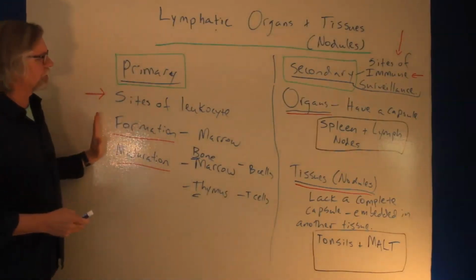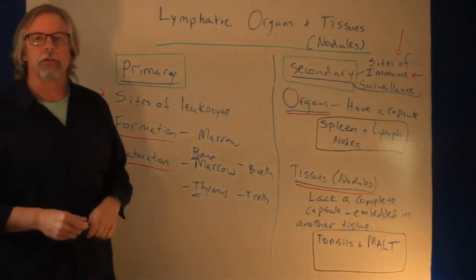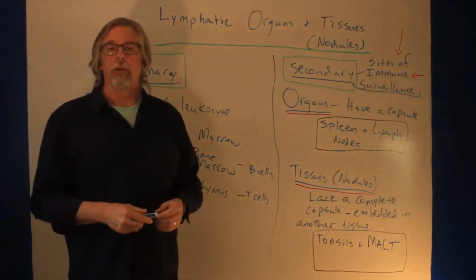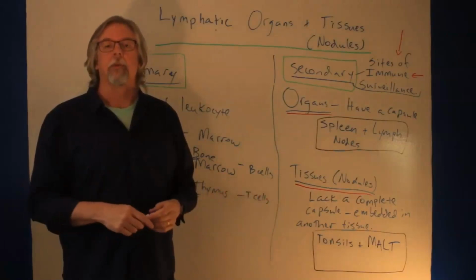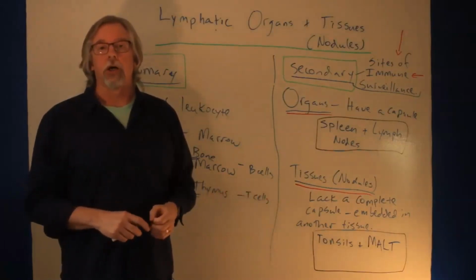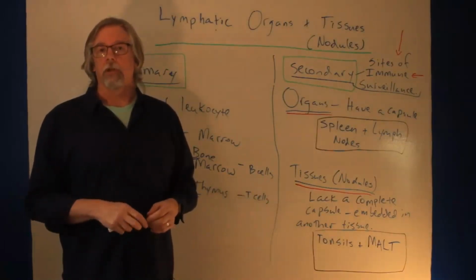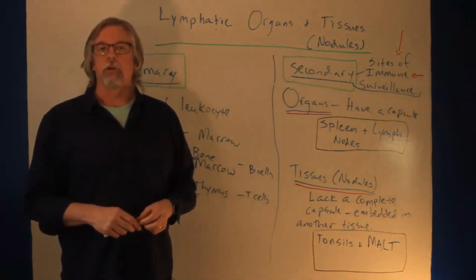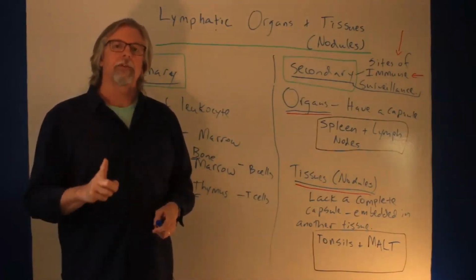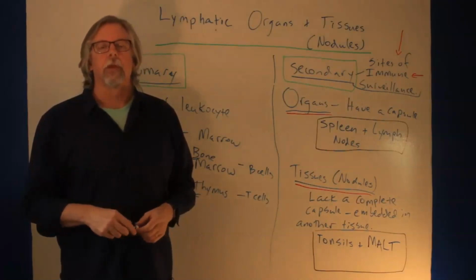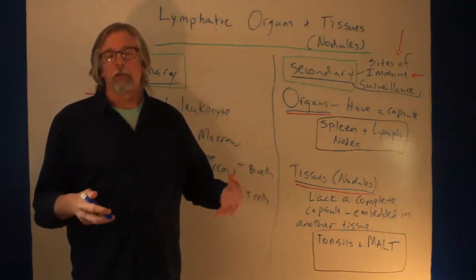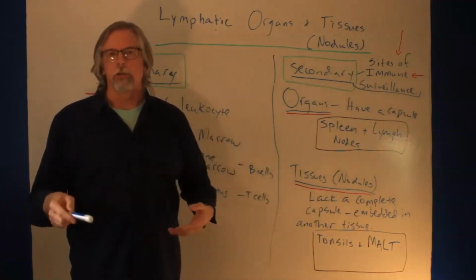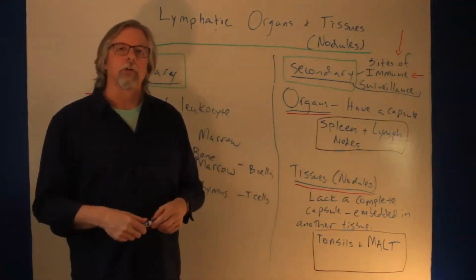Now, these cells, many of them have to undergo a process called maturation before they can be functional and they can work in body defense. And this is especially true of a type of cell called the lymphocytes, of which there are two main types, T lymphocytes and the B lymphocytes. So they are formed in the bone marrow. However, they have to undergo this maturation process to become fully functional.